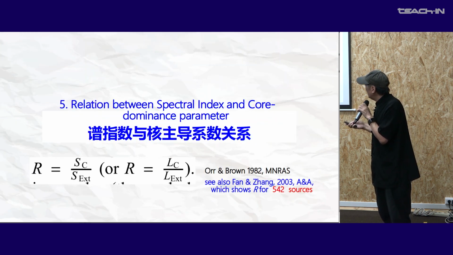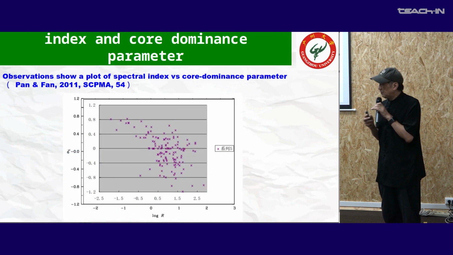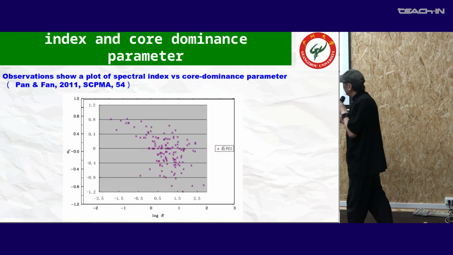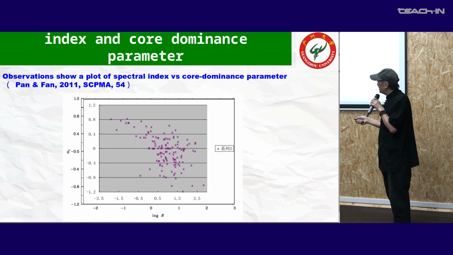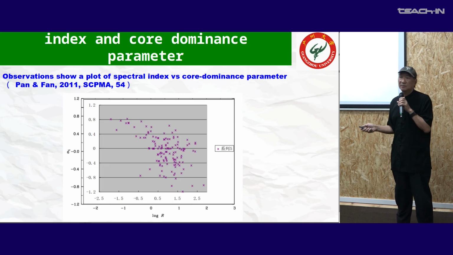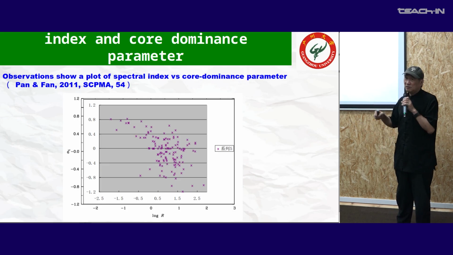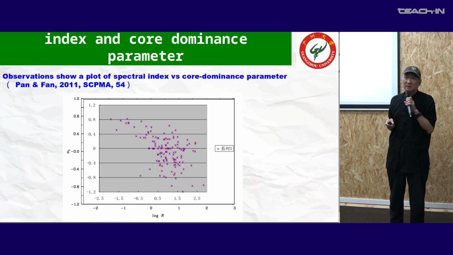And from the observations, we found that in the radio band the spectral index is correlated with the core dominance parameter. So this is the observation. We hope to explain this relation.